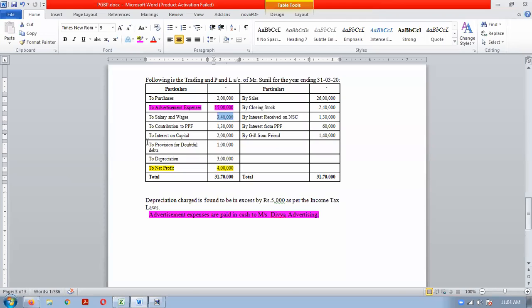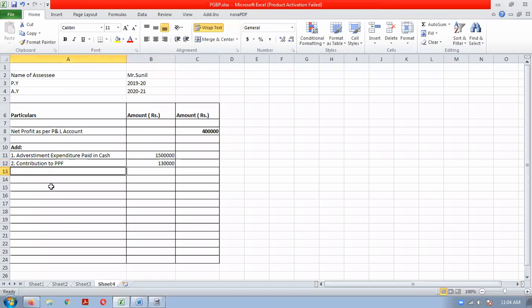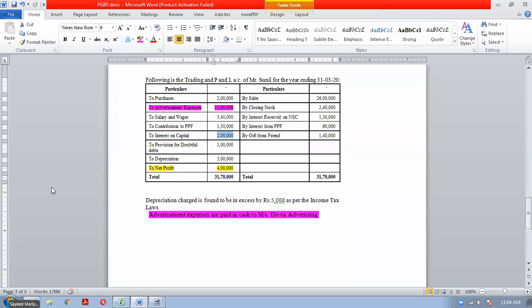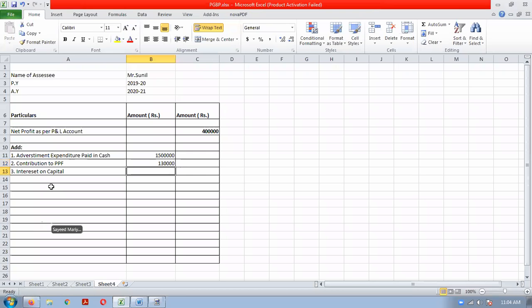Okay. Next, interest on capital. Already we have discussed in the previous sum also. Interest on capital is a personal expenditure. We will have to add back that interest on capital. How much? 2 lakhs.